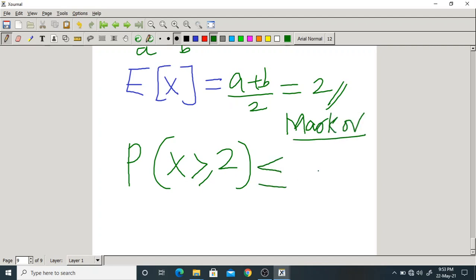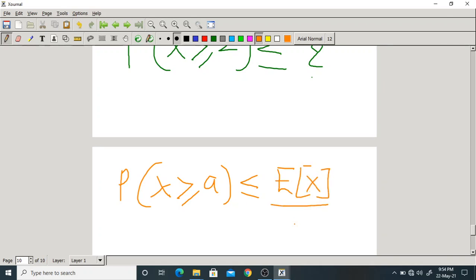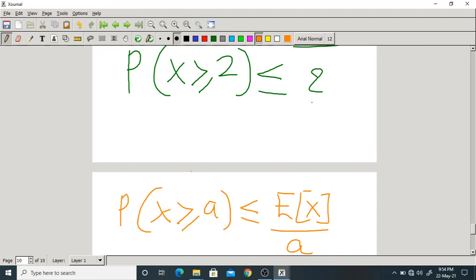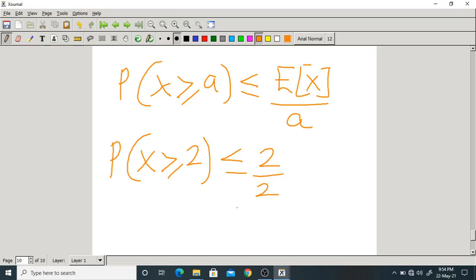What is this? Less than or equal to which quantity? For your understanding, let me write the formula once again. Probability that x is greater than or equal to A is less than or equal to expectation of x by A. Compare these two. Here what is A? A equals 2. If I ask you what is the probability that x is greater than or equal to 2, it is less than or equal to expectation of x, which is 2, by A, which is also 2, which means it is less than or equal to 1.